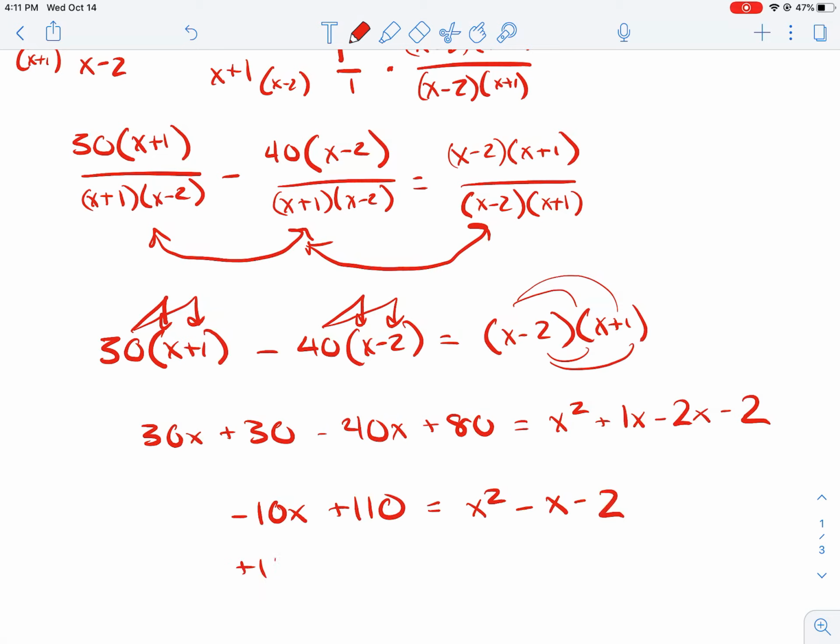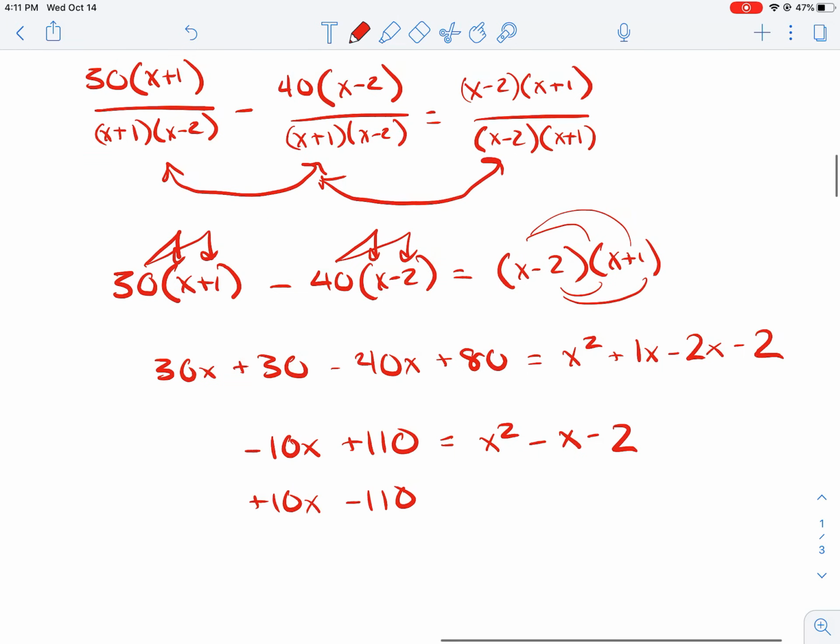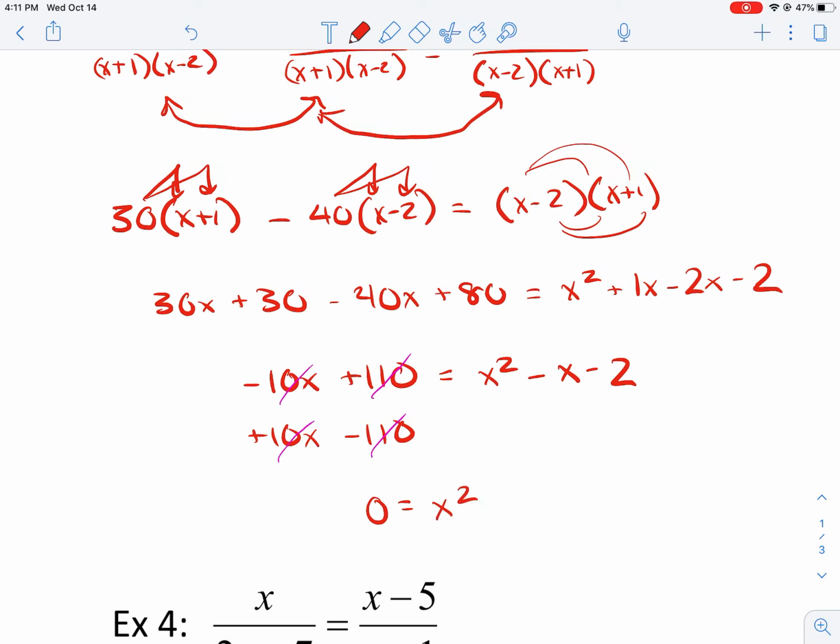I'm going to bring everything on the left to the other side. Cancels over here, and so what I'm left with on the left is 0. And then over here I got x squared. I'm going to add 10x. I'm going to subtract 110. So I get a plus 9x minus 112.